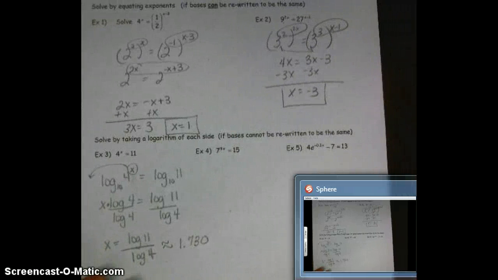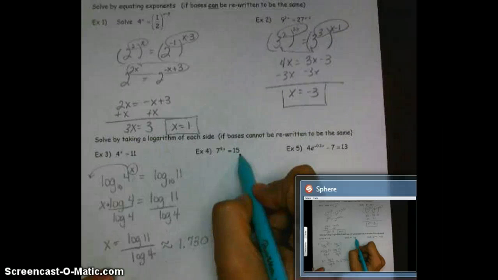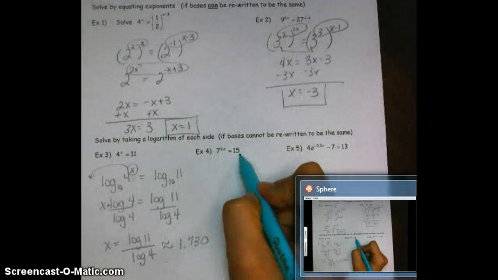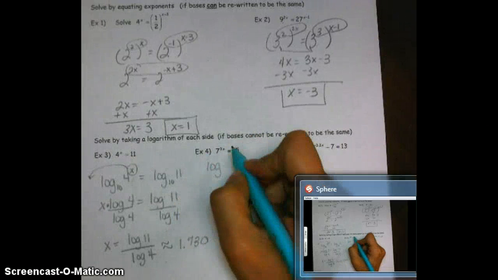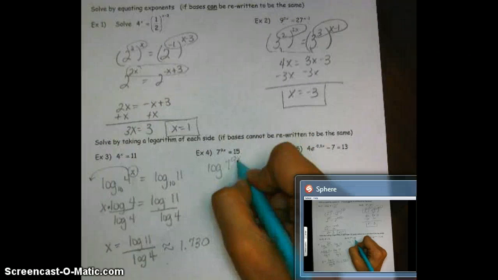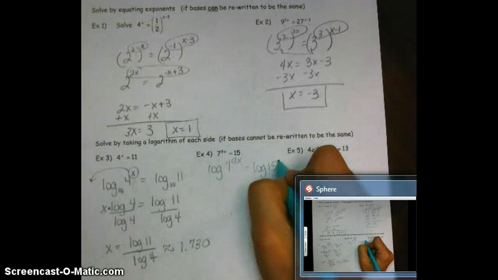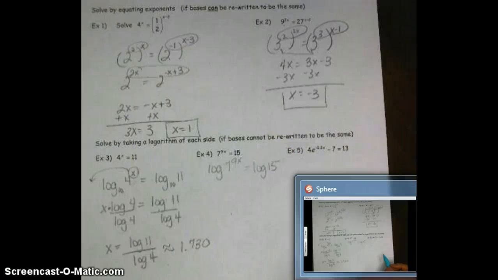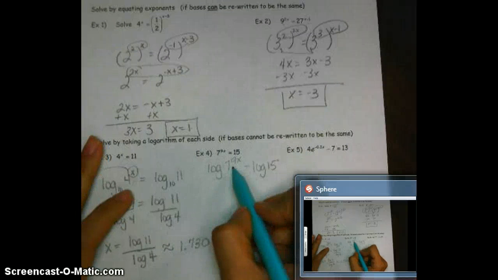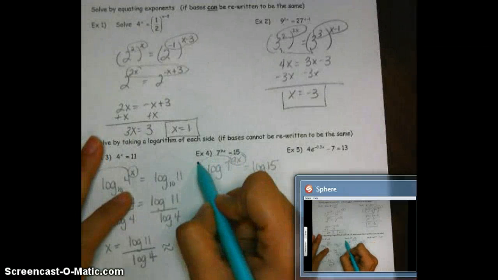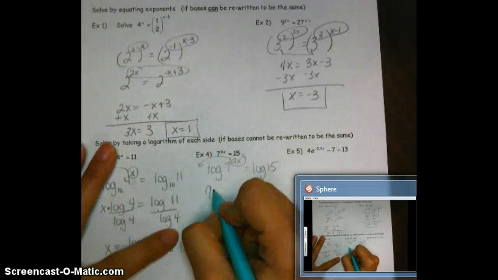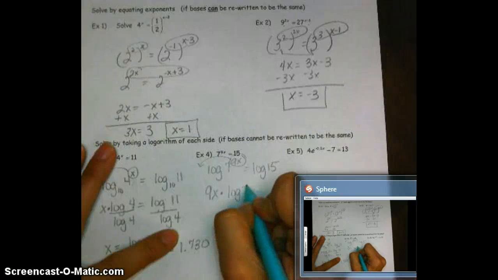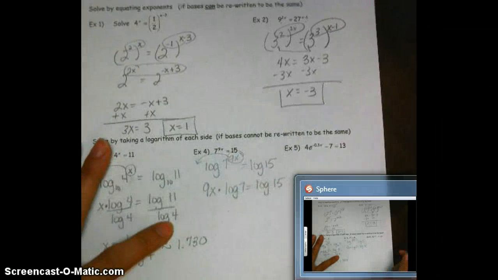Okay, so for example 4, again, I notice I'm in exponential form and I cannot rewrite the bases in some common base. So what I'm going to do is perform log function on both sides of my equation. So now they do have a common base for log, right? And then I'm going to use my log rules to notice that the power of the argument is really a multiplier to the function. So 9x times log 7 equals log 15.